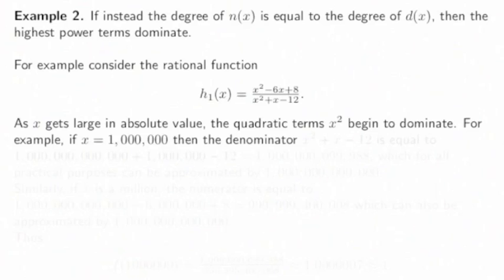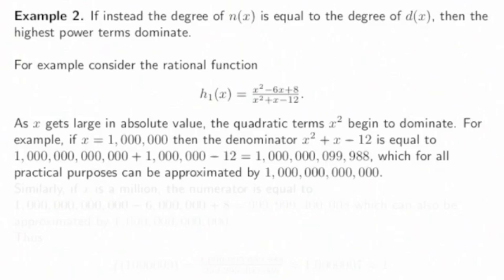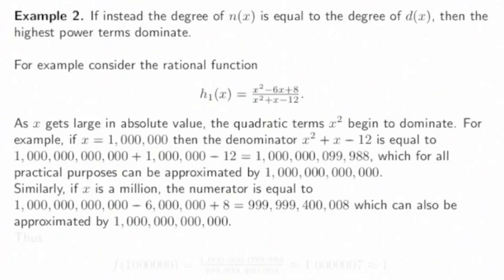For example, suppose x is 1,000,000. Then the denominator, x squared plus x minus 12, is equal to 1,000,000 squared plus 1,000,000 minus 12, which is slightly bigger than 1,000,000 squared. For all practical purposes, it can be approximated by 1,000,000 squared. In the same way, the numerator is equal to 1,000,000 squared minus 6,000,000 plus 8, which is this 12-digit number, which can also be approximated by 1,000,000 squared, or a trillion.